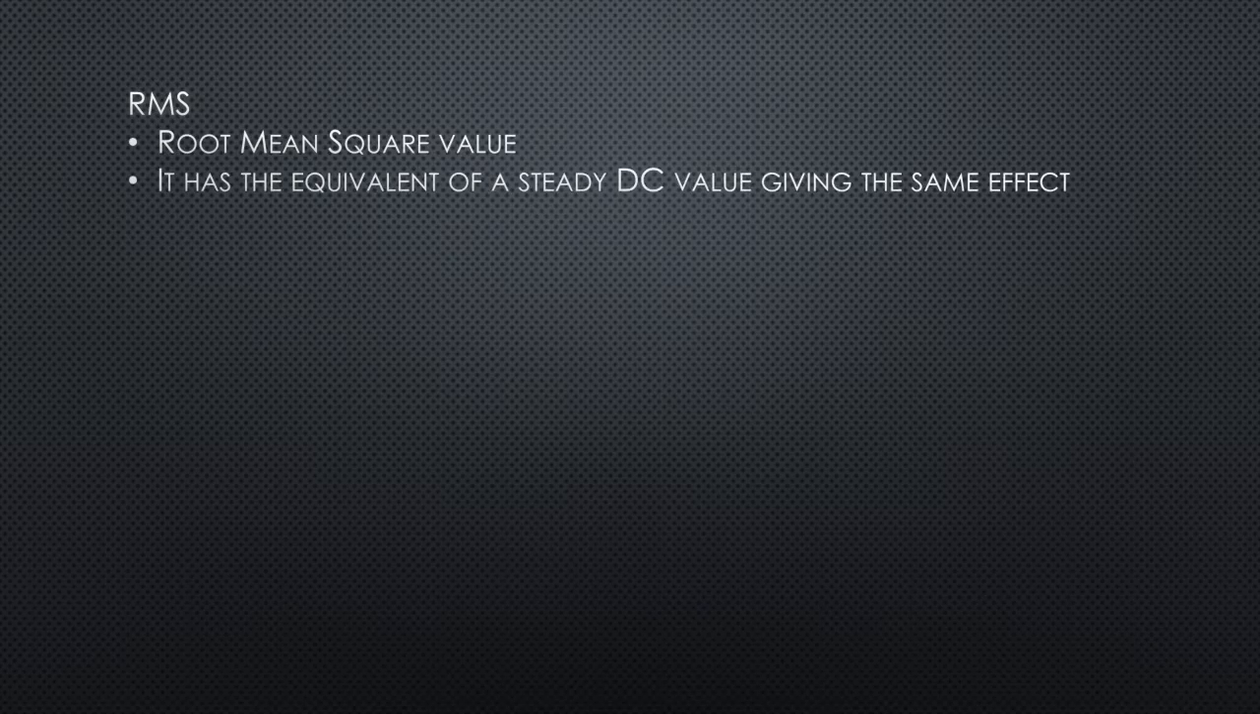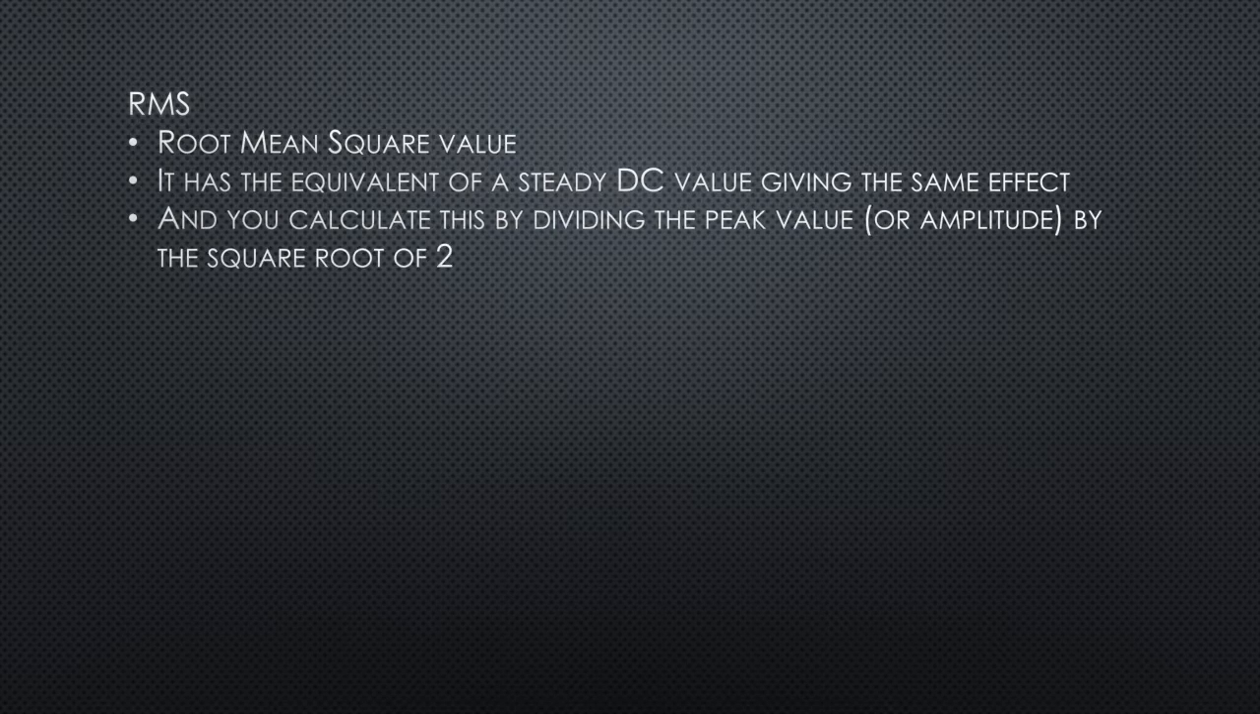Another important aspect of the sine wave, especially in a practical sense, is the RMS or root mean square value. The RMS value is the equivalent of a steady DC value, which gives the same effect. This is calculated by dividing the peak value, or the amplitude, by the square root of 2. And there's a full derivation of this, but I don't have enough time to talk about it. Now onto a quick example.